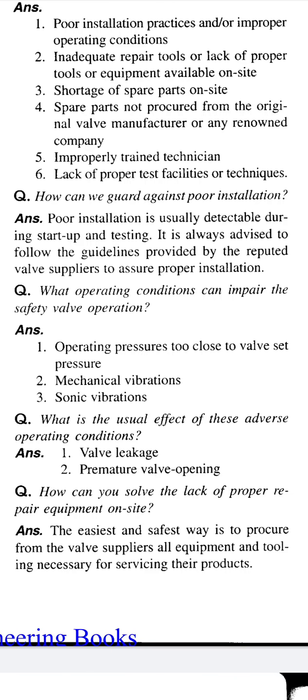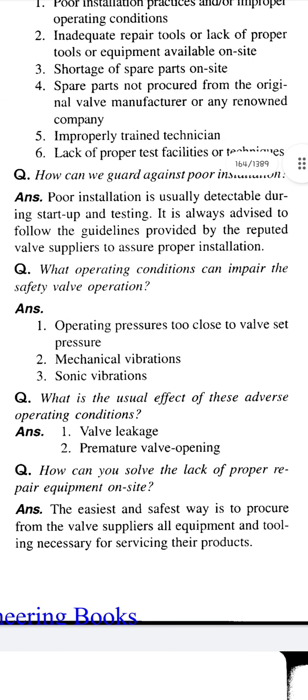Question: what operating conditions can impair the safety valve operation? Answer: operating pressure too close to valve set pressure, mechanical vibration, sonic vibration. These are the conditions that can impair the safety valve operation. The next question: what is the usual effect of these adverse operating conditions? Valve leakages, premature valve opening.